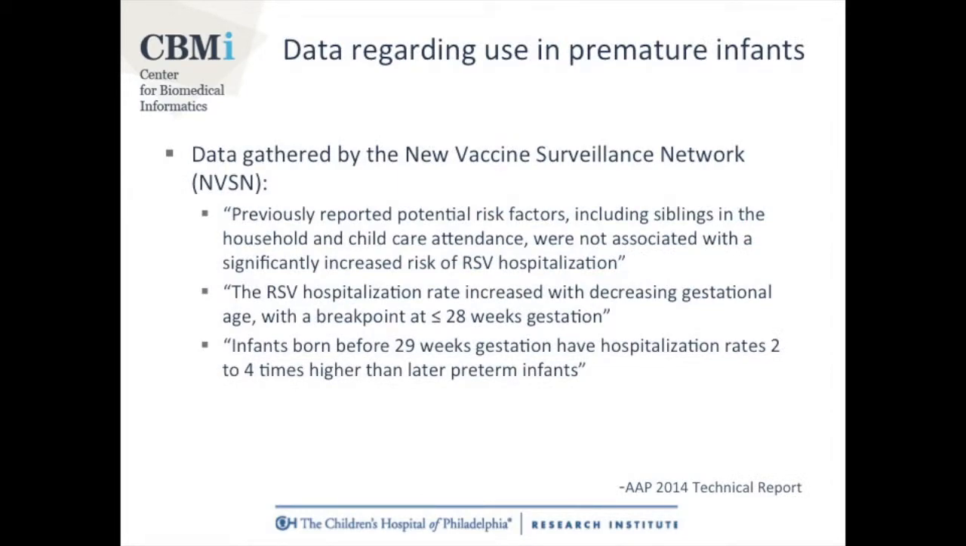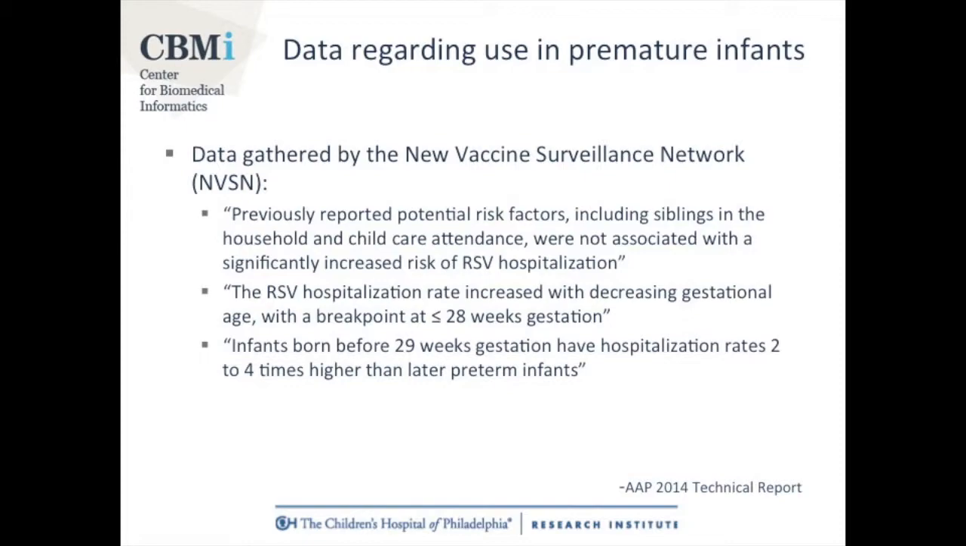So when looking at the data that was provided in the technical report by the AAP, they spoke about data gathered by the New Vaccine Surveillance Network, where they showed that the previously reported potential risk factors, including siblings in the household and child care attendance, were not associated with a significantly increased risk of RSV hospitalization. And that was the reason why that recommendation was removed from the 2014 guidelines.